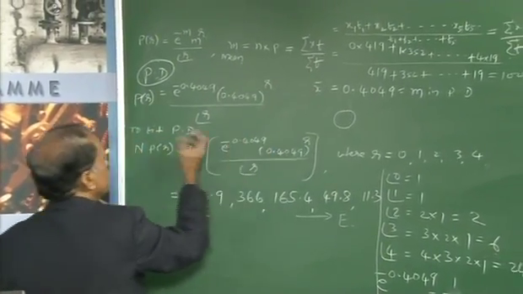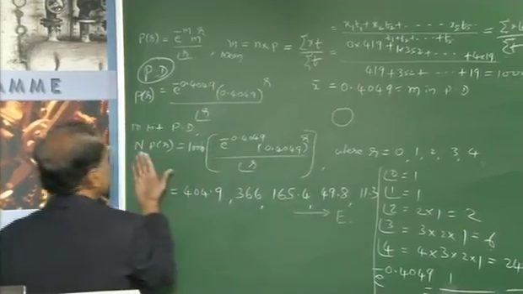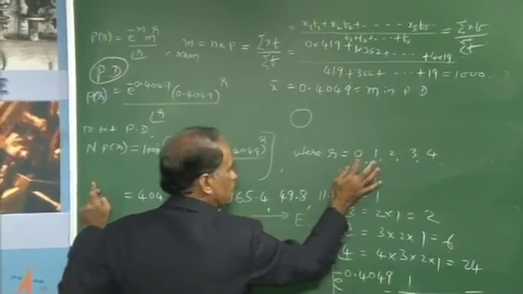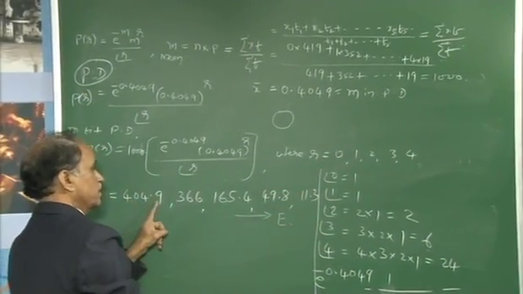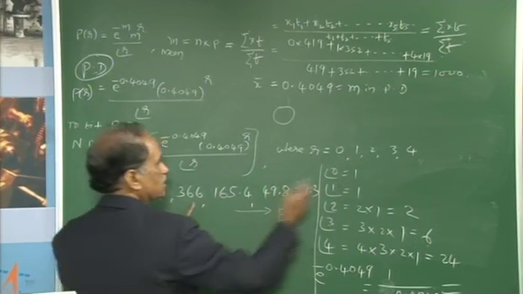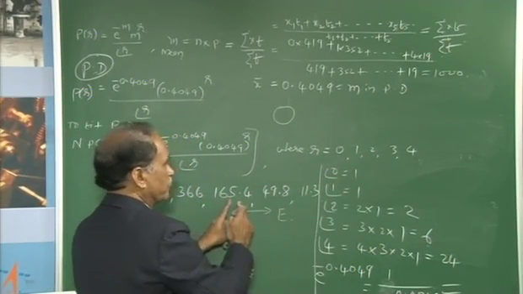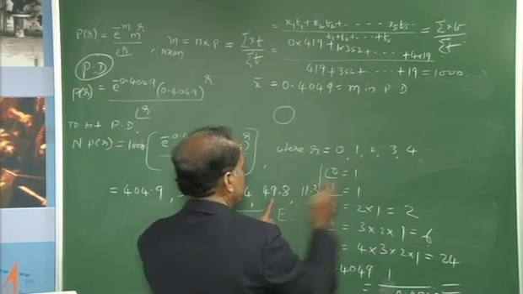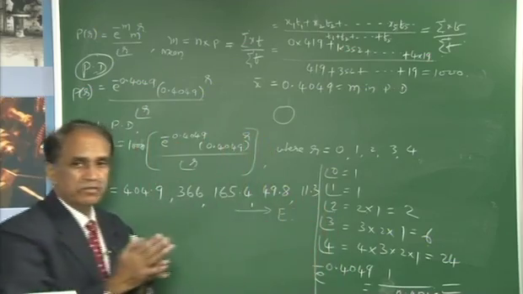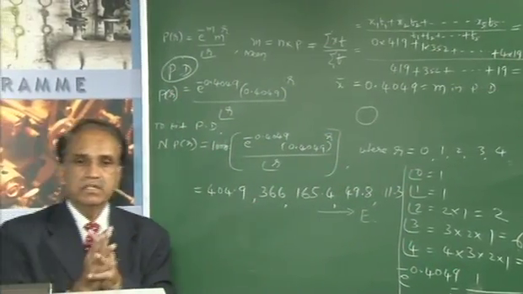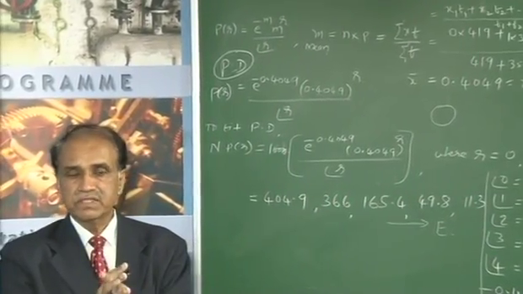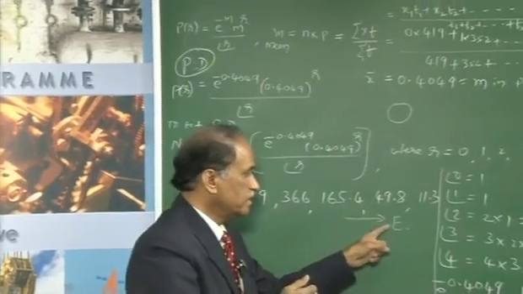When fitting the Poisson distribution to the given data, you are getting n into pr for various values of r: at r equal to 0, 404.9; at r equal to 1, 366; r equal to 2, 165.4; r equal to 3, 49.8; and at r equal to 4, we are getting 11.3. These are the new frequencies obtained using the given frequencies. We call them expected frequencies.